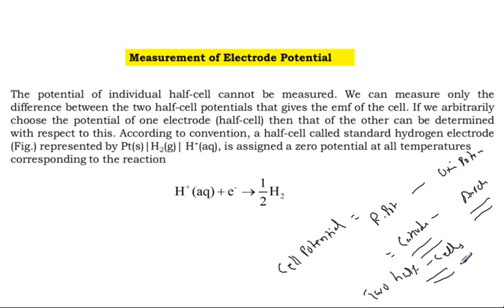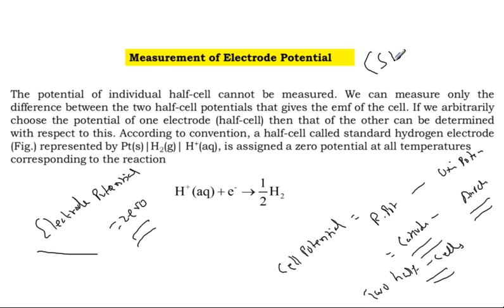For that purpose, we have to keep one dummy electrode within the cell. What is the meaning of the dummy electrode? The electrode potential of the dummy electrode is maintained as 0. For this purpose, we are using the standard hydrogen electrode, SHE, or sometimes the normal hydrogen electrode. The standard hydrogen electrode potential, or normal hydrogen electrode potential, is equal to 0 volts.